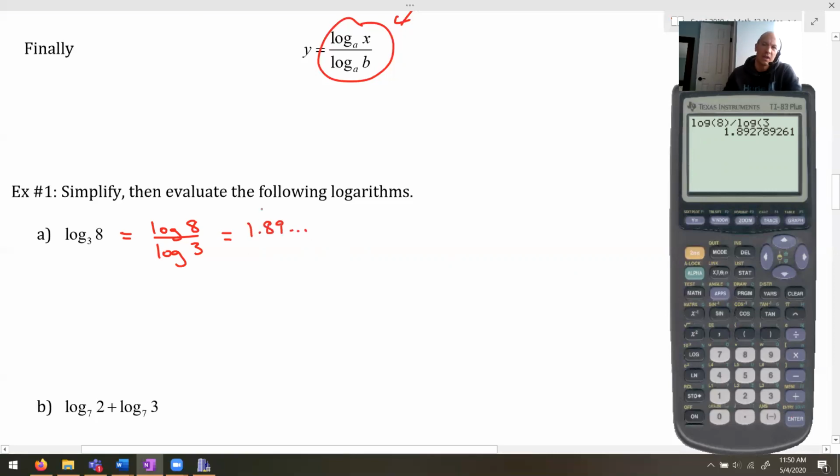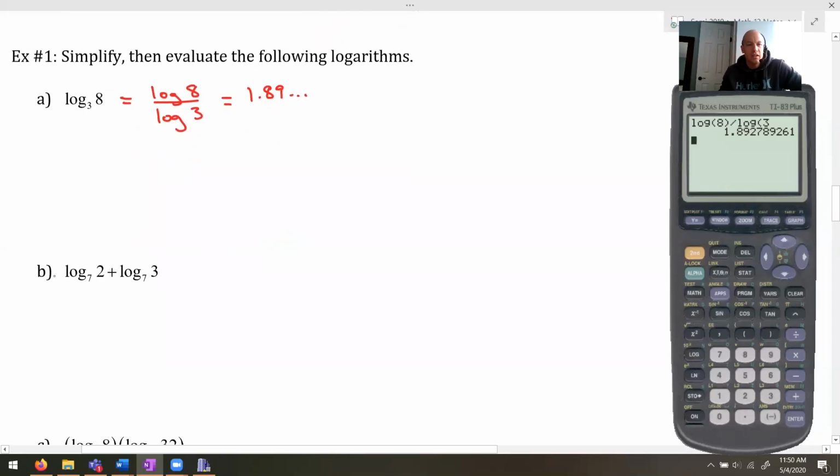That's close enough. Just take a second to think about this. Does this answer sound reasonable? Remember, the base to the exponent should equal the argument here. So does 3 to the power of 1.89 sound like it could equal 8? I know 3 squared is 9, so 3 to the power of something a little less than 2 should be something a little less than 9.